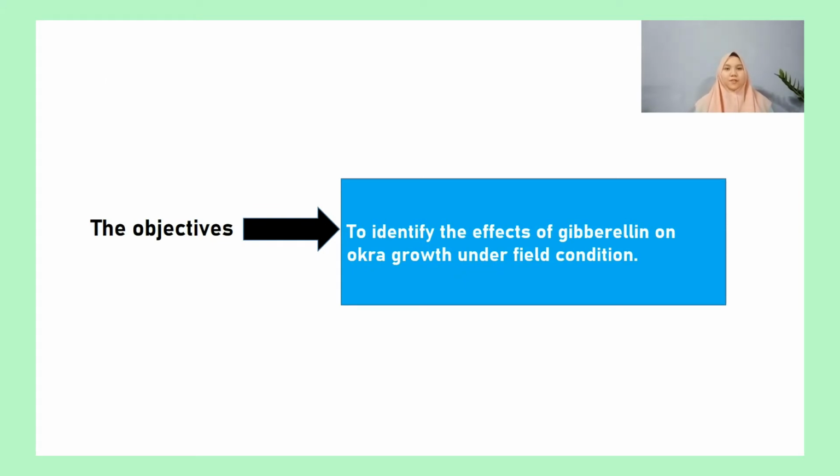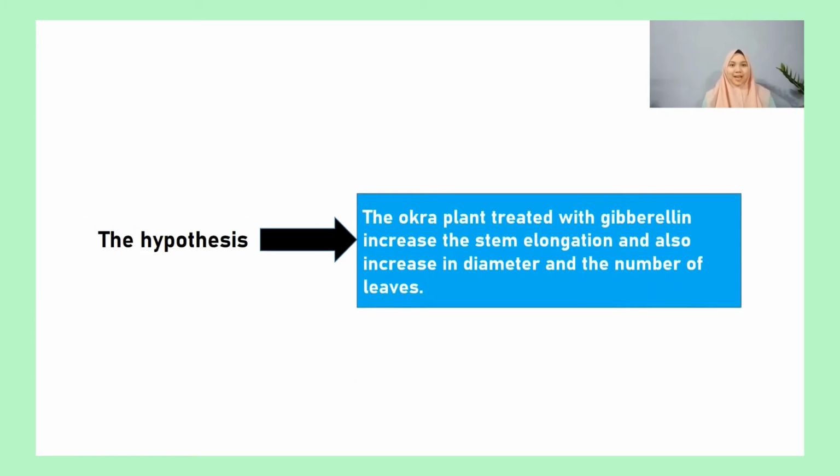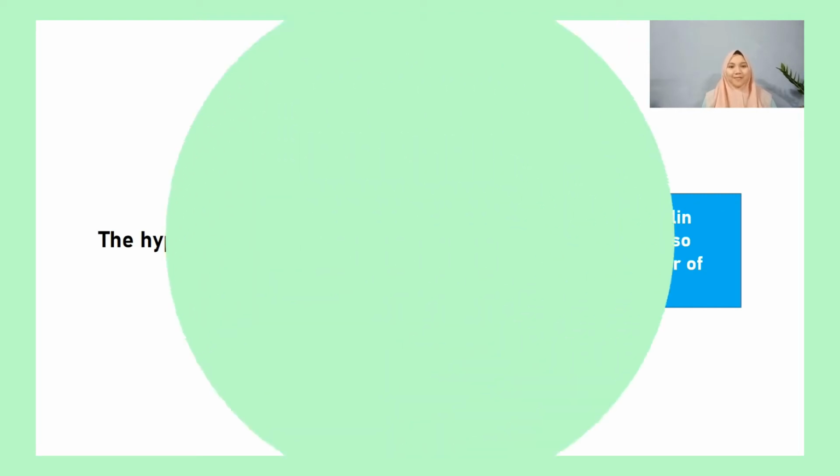The objective of our mini project is to identify the effect of gibberellin on okra growth under the field condition. The hypothesis of our mini project is that the plant treated with gibberellin will increase the stem elongation and also increase the diameter and the number of leaves.